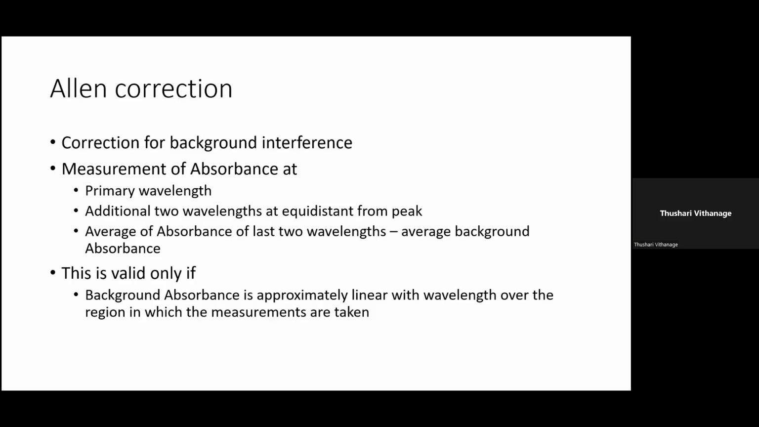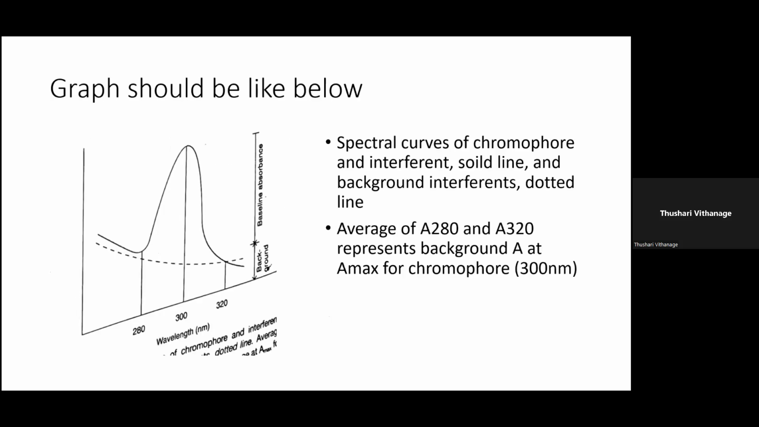Here we measure absorbance at the primary wavelength and at two additional wavelengths equidistant from the peak, and the average of the absorbance of the last two wavelengths is the average of the background absorbance. But this is valid only if the background absorbance is approximately linear with the wavelength over the region in which the measurements are taken. Here's the graph.